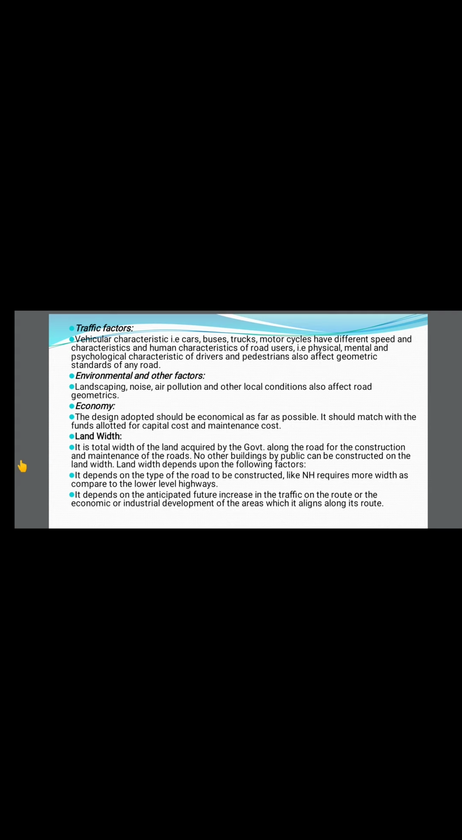In addition to that, it also depends upon the human characteristics of the road users. It varies from one person to another, the different mentality of the persons or drivers who are using that road, different mentality of the users. Okay, and that is physical, mental and physiological characteristics of the drivers or the pedestrians also affect the geometric design standards of any road.